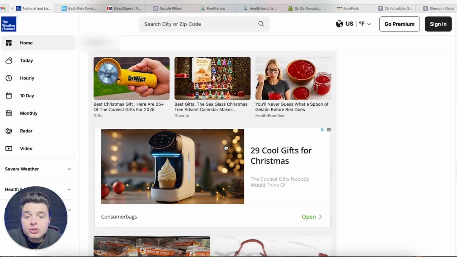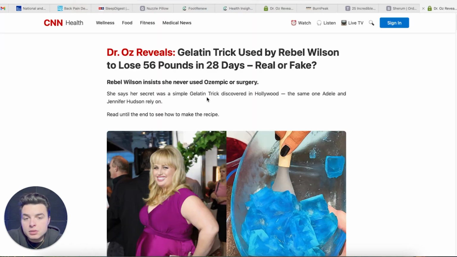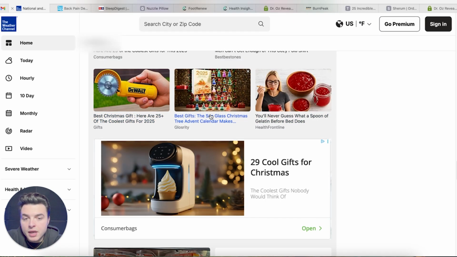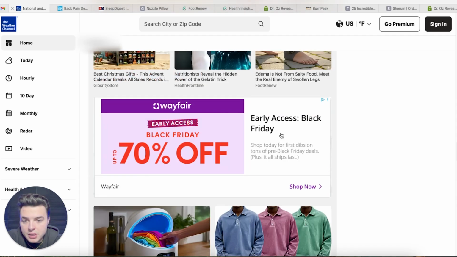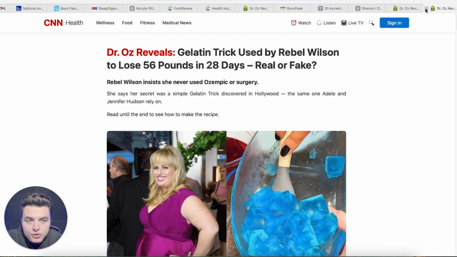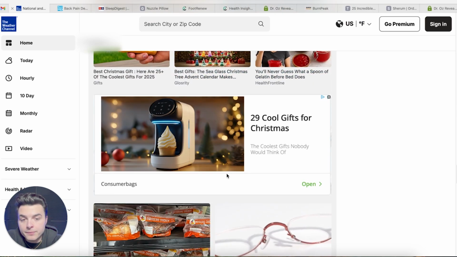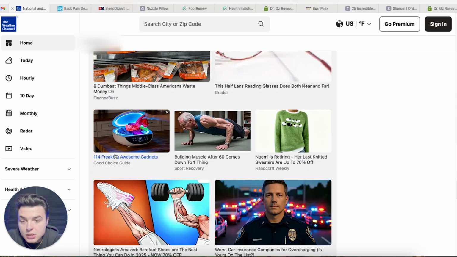And what you're able to do is just continue. Look at this. You'll never guess what a spoon of gelatin does before bed. Oh, is this the same thing? Just a different ad? So these are the same ad. This is the same brand running doubles, right? Okay. This brand that's doing the gelatin is also running this. Yep. Interesting. So we just caught them, right? So they're cooking. And you can just keep doing this.